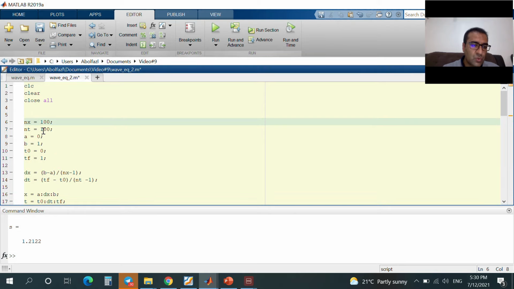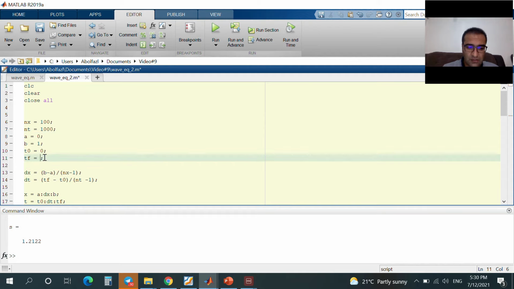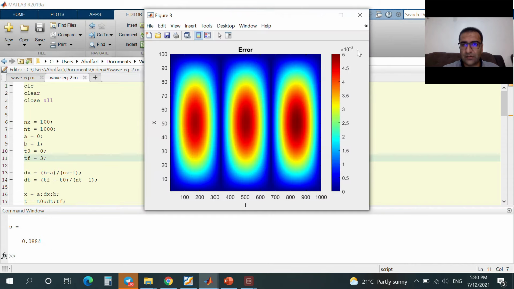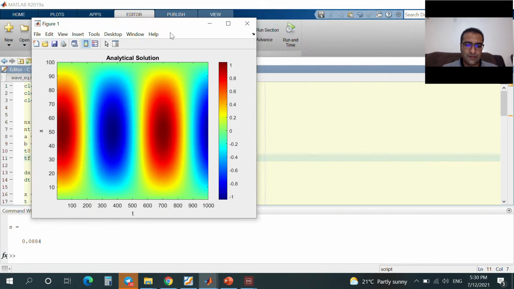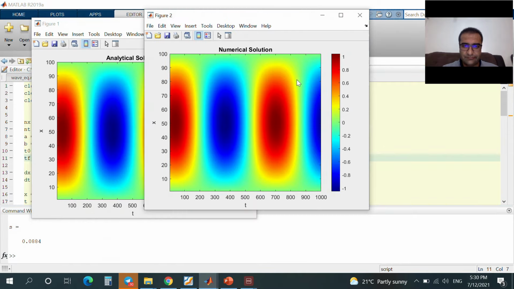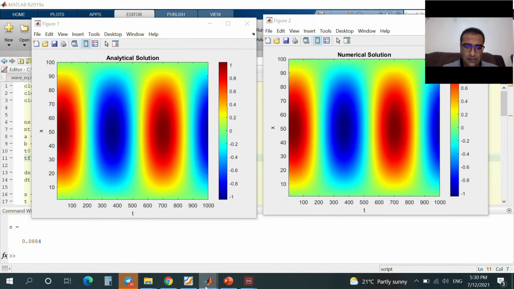And if you want to decrease the error, you can reduce it more by increasing, for example, nt to 1000, and let me increase it to, for example, 3. This is 0.88. Let's see how much the error will be. You see the error reduced more, in the order of 10 to the minus 3. Right? Analytical, numerical, and the error.